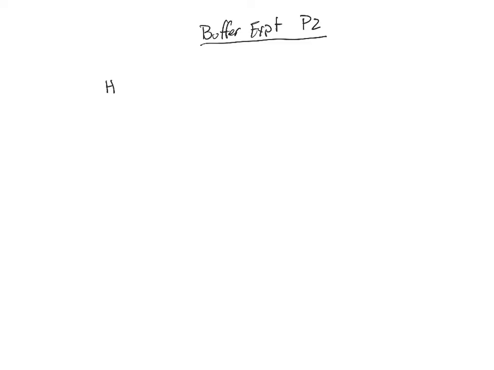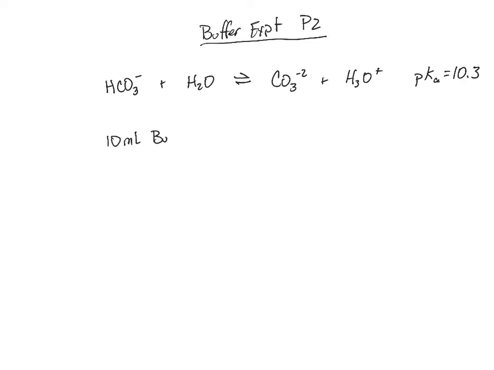So if we remember from our previous video, the buffer system that we have is an equilibrium reaction of sodium bicarbonate with sodium carbonate. And the pKa of this equilibrium is 10.3. And so what we are doing is mixing 10 milliliters of the buffer. And this time, let's add 12 milliliters of HCl, and that is 1.0 molar HCl.